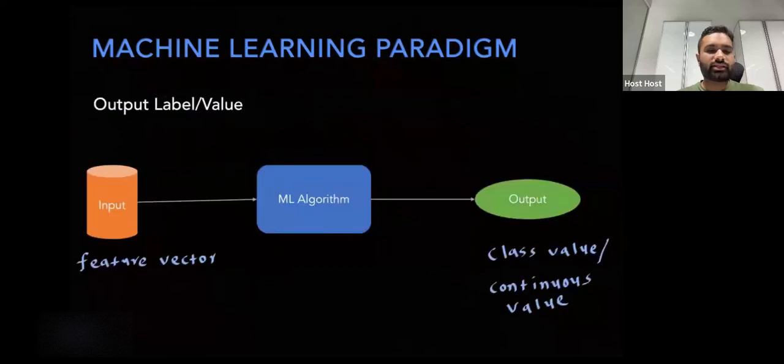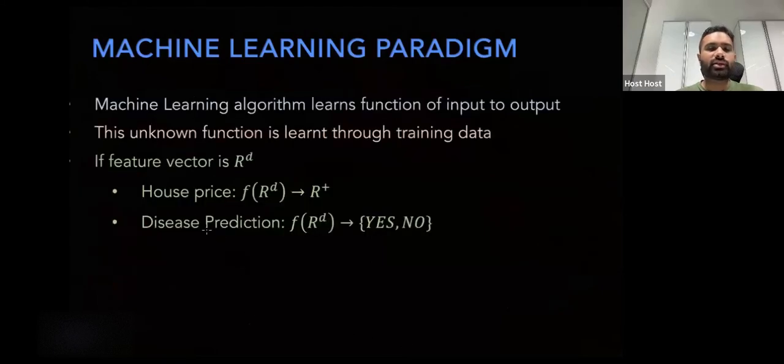So if this function is f in housing price prediction, let the feature vector be of a dimension R to the d. So in housing price prediction, the final value is a non-negative real value. So the function in the mathematical form could be represented as f whose domain is R to the d, and it is ranging over non-negative real values. And in disease prediction, the function has a domain R to the d again, because we assume that every feature vector has a dimension d.